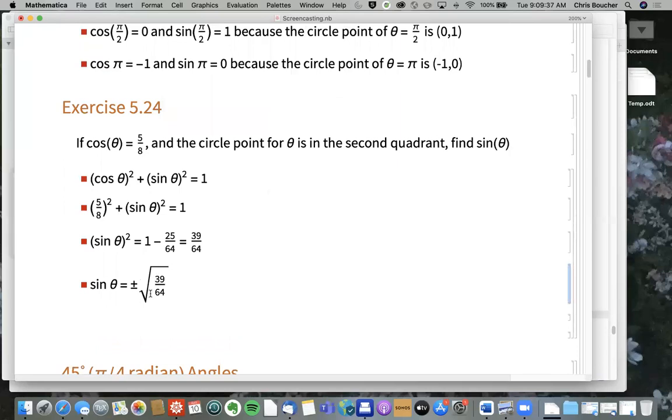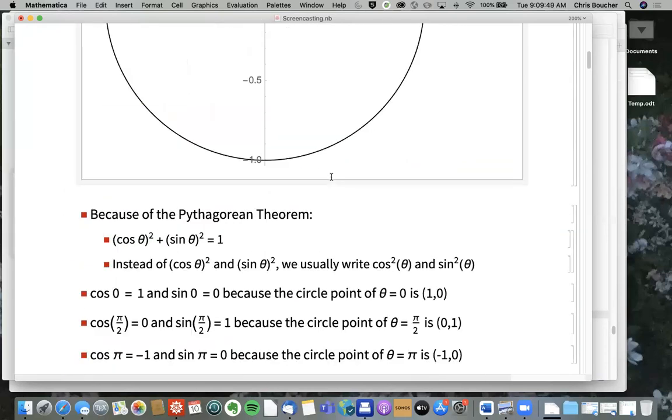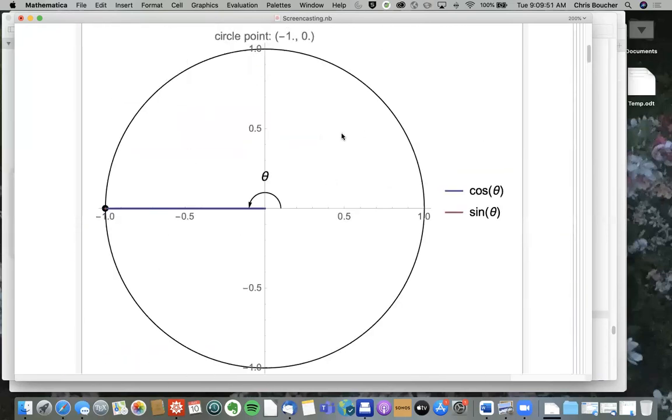And so I get the sine of theta is plus or minus the square root of this thing. And the last thing I need to do is figure out whether I want the plus square root or the minus square root. And to do this, I use the fact that theta is in the second quadrant. The second quadrant, remember the quadrants, this is the first quadrant on the upper right, and then this is the second, third, fourth, right? They're numbered in counterclockwise fashion. The second quadrant's over here.